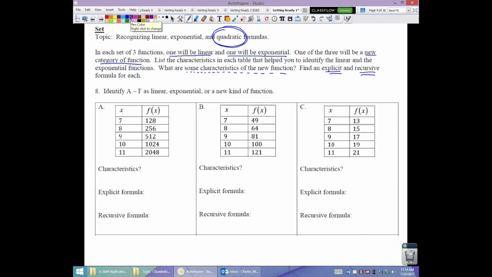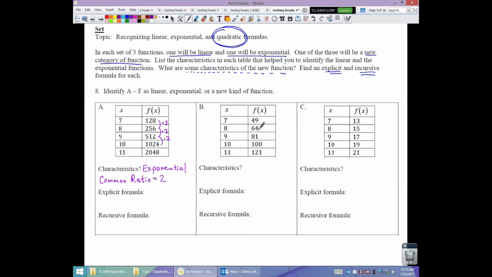So the pattern that I see in box A here, from 128 to 256 to 512 to 1024, is it's multiplying by 2. That makes this one the exponential. We know that it has a common ratio. In this case, it's 2. All right, we'll come back and do the formulas in a bit.